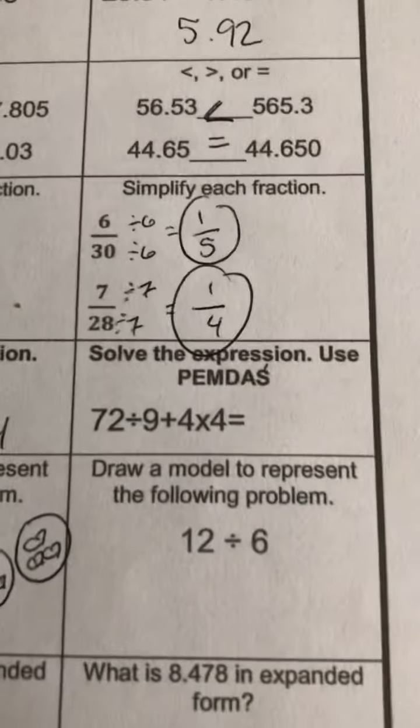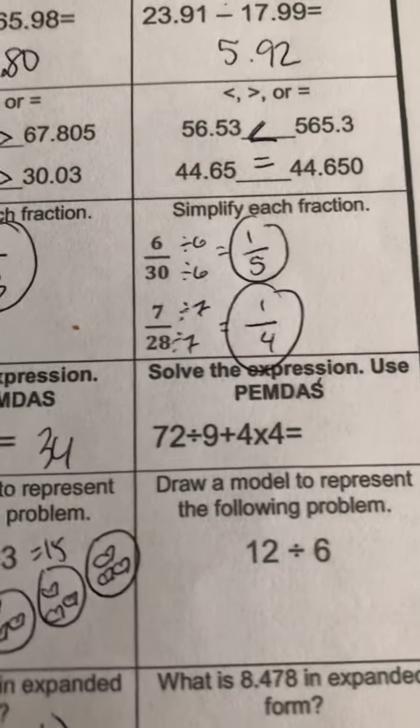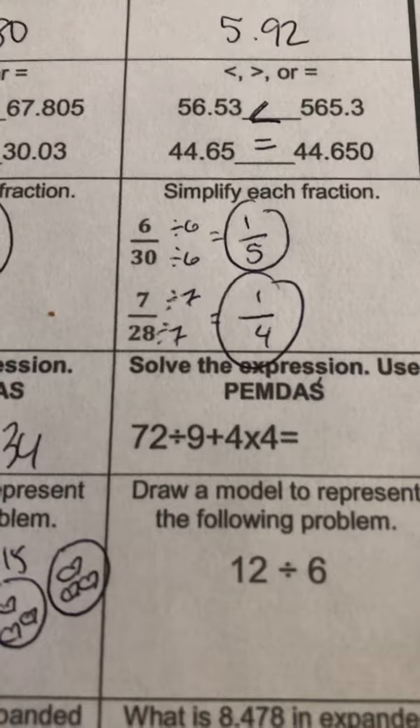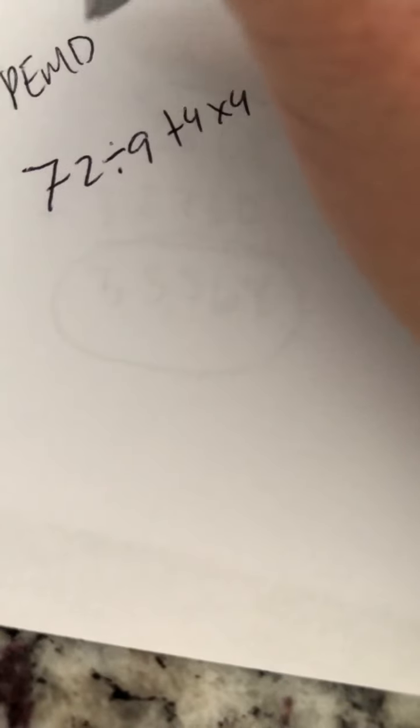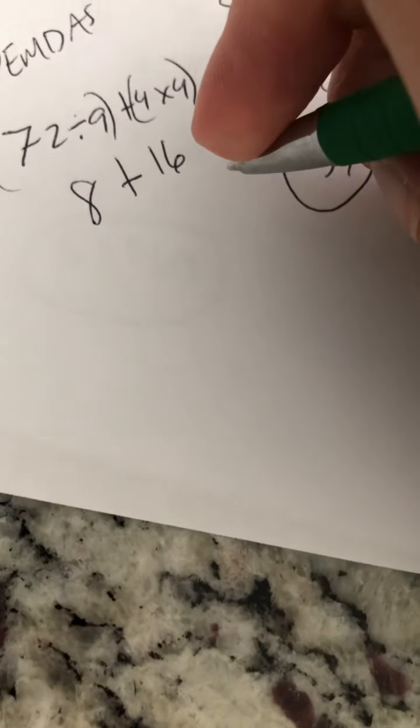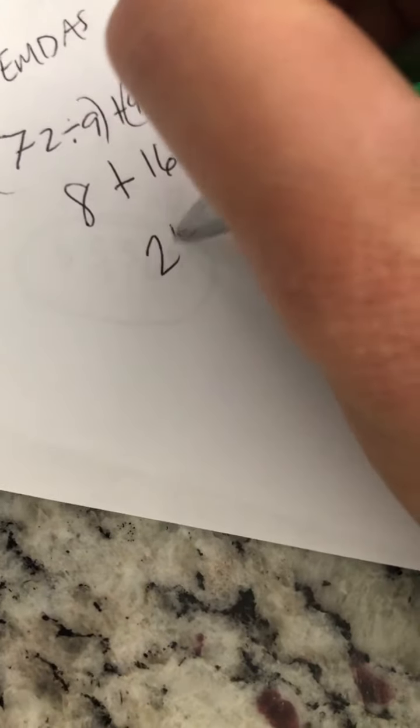All right, solve the expression using Please Excuse My Dear Aunt Sally. 72 divided by 9 plus 4 times 4. I'm going to write that on my separate sheet of paper. So, Please Excuse My Dear Aunt Sally. I have no parentheses, but I've got some division and multiplication. What I can do is go ahead and put little parentheses here. 72 divided by 9 would be 8 plus 16. And 16 plus 8 would be 24.